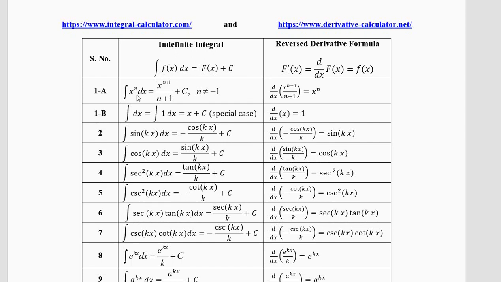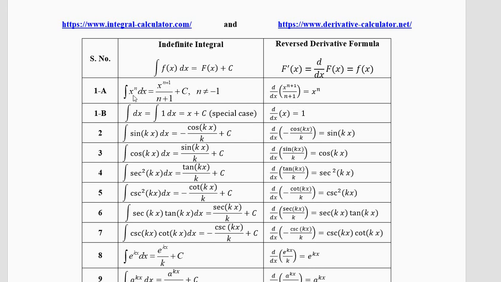Now let's look at the first formula which we have used before. Integrating x power n, we get x power n plus 1 divided by n plus 1 plus c. We cannot divide by 0, so n is not equal to minus 1. And for n equal to minus 1, we need a new function which we shall look at after some time.